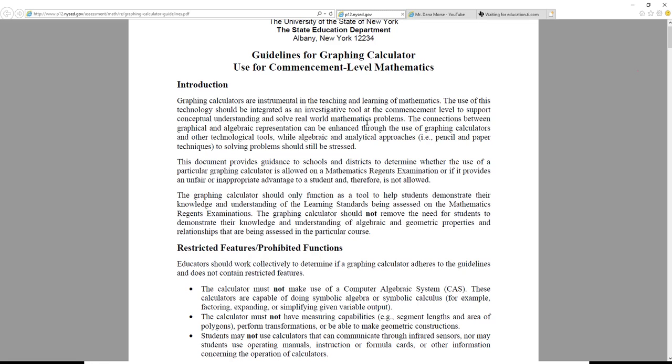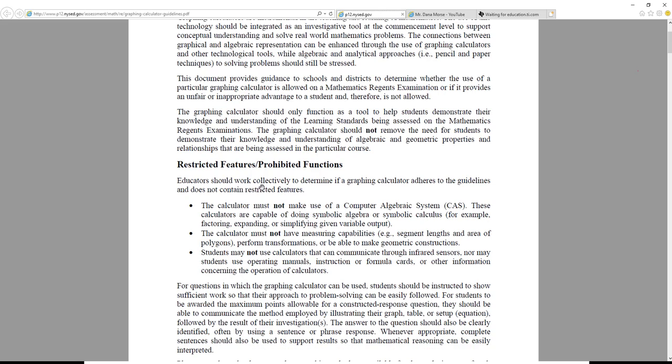And don't kick yourself if you didn't know about these and you're in New York. This happened a week before everything shut down, so make this the chance that you learn about it. So, for years, the first bullet point, we've known that in New York State, the high-stakes Regents exam, you cannot use a computer algebraic system, a CAS calculator. Anything capable of doing symbolic algebra or symbolic calculus, for example, factoring, expanding, simplifying, giving a variable output. We've known that for years.